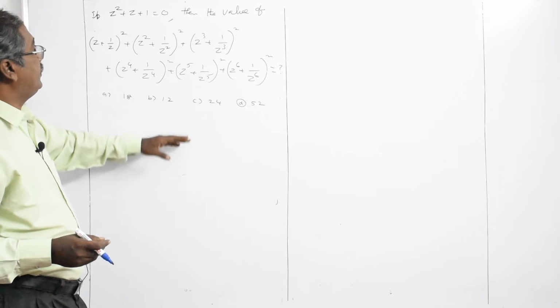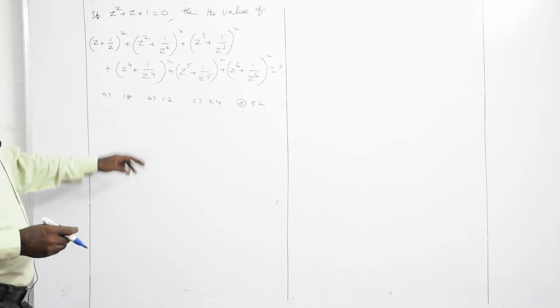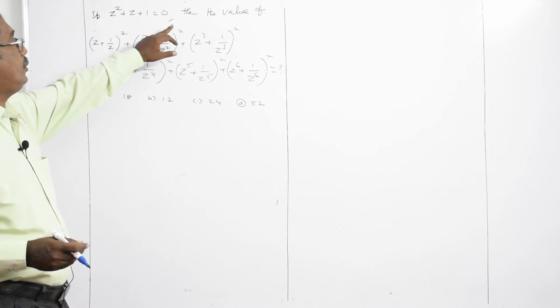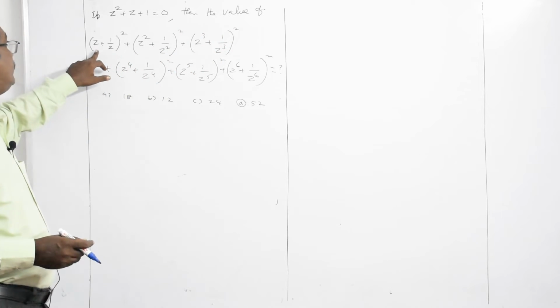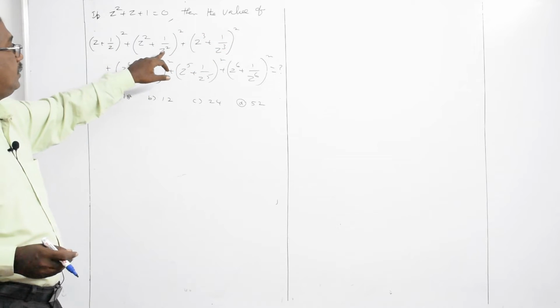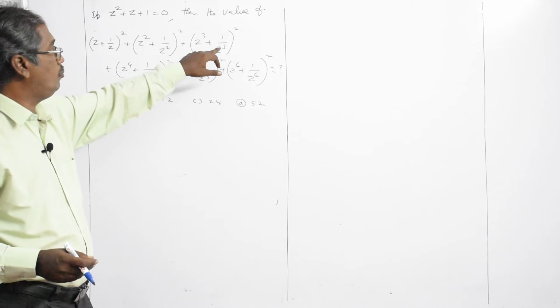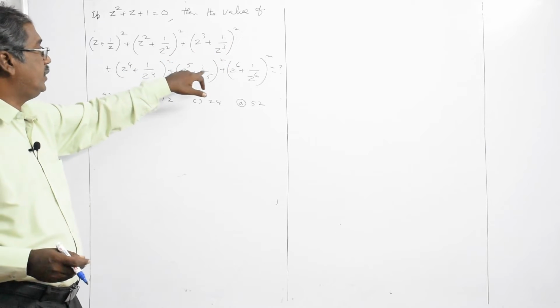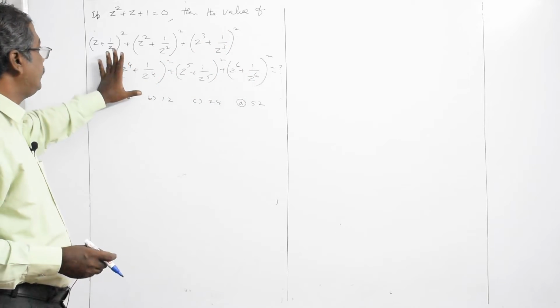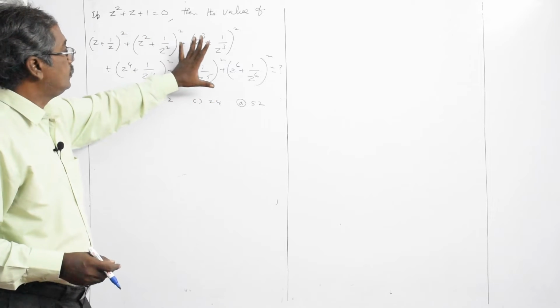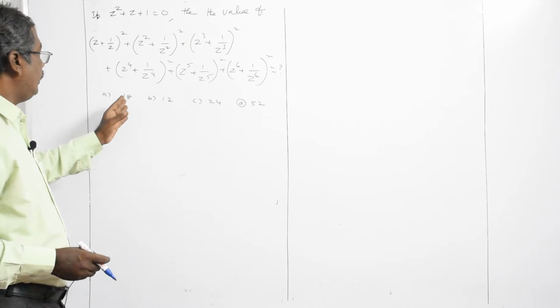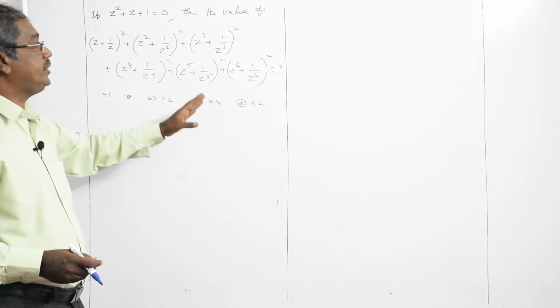Now the next problem under this, another type of problem. If z square plus z plus 1 equal to 0, then the value of z plus 1 by z whole square, like this, z square, z cube whole square, z power 4 and z power 5 whole square, this much thing. When you add those 6 things, will give you the answer 18, 12 or 24 or 50. We need to check this.